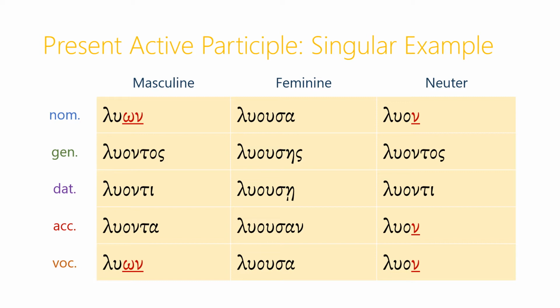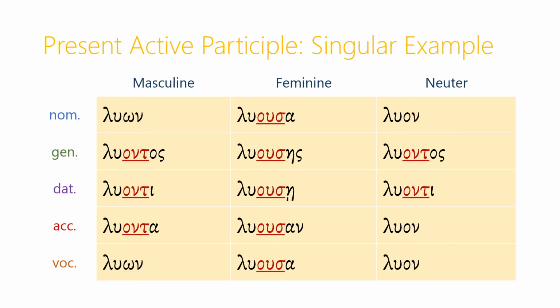So the ending that gets added onto the lu stem in the masculine nominative singular is on, and that's going to be a very familiar ending very quickly. And in the neuter, we still have the connecting vowel, omicron, but we just have the nu ending. So luon is the masculine nominative singular, and luon is the neuter nominative singular. And then those forms are repeated in the vocative, and for the neuter in the accusative as well.